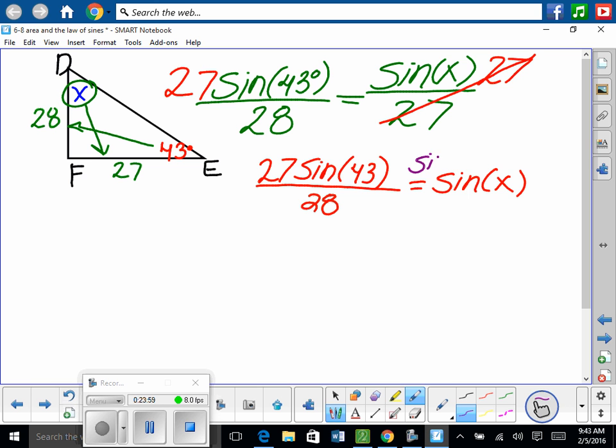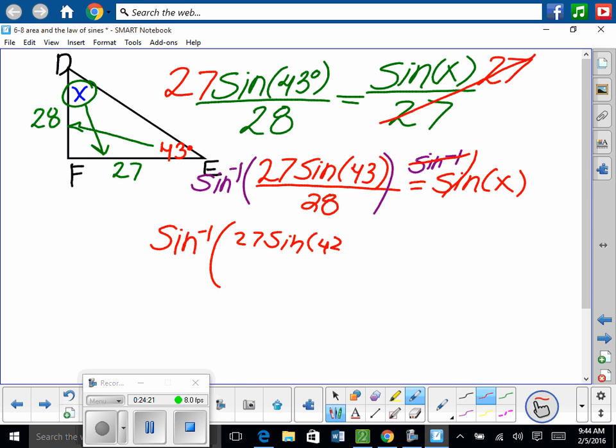So we're going to take the sine inverse, and you've got to do it to both sides of the equation. So I'm taking the sine inverse of this side and the sine inverse of this side. Now guess what happens? If you take a sine inverse and a sine, they cancel out. So on the left, I have sine inverse of 27 sine of 43 divided by 28 is equal to, and now the inverse sine and sine cancel out, is equal to x. Isn't x alone at this point?